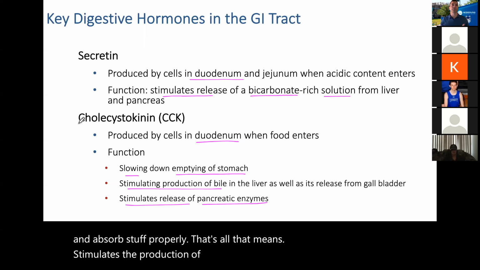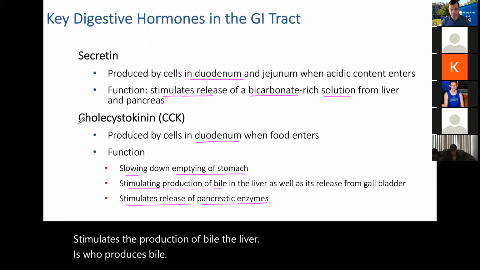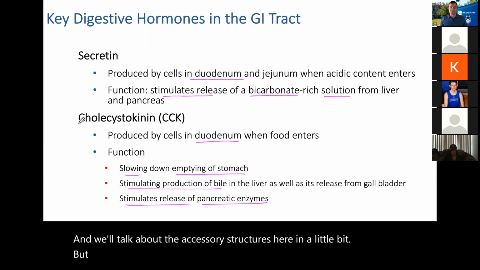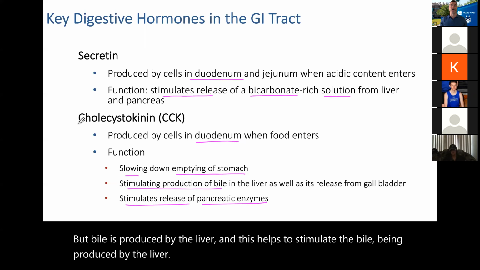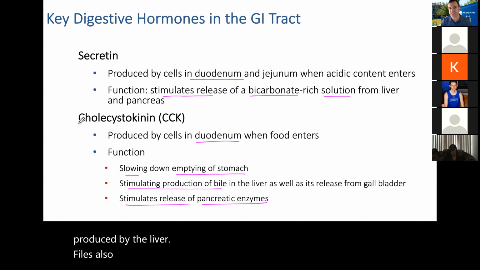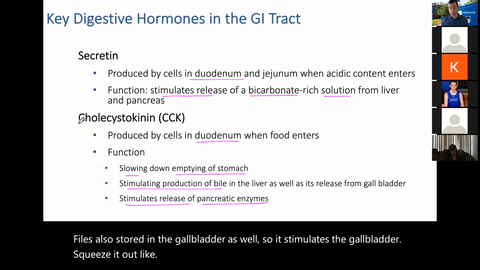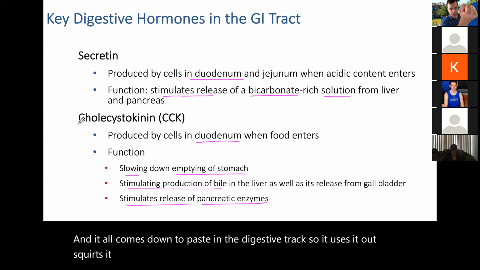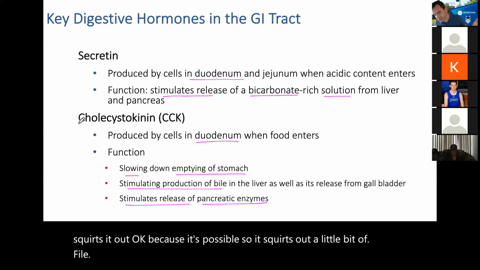The liver is what produces bile. And we'll talk about the accessory structures here in a little bit. But bile is produced by the liver, and this helps to stimulate the bile being produced by the liver. Bile is also stored in the gallbladder as well, so it stimulates the gallbladder to squeeze it out like toothpaste. Okay? It all comes down to toothpaste in the digestive tract. So it oozes it out, squirts it out, okay, because it's squeezable. So it squirts out a little bit of bile, helps us to break down fats.